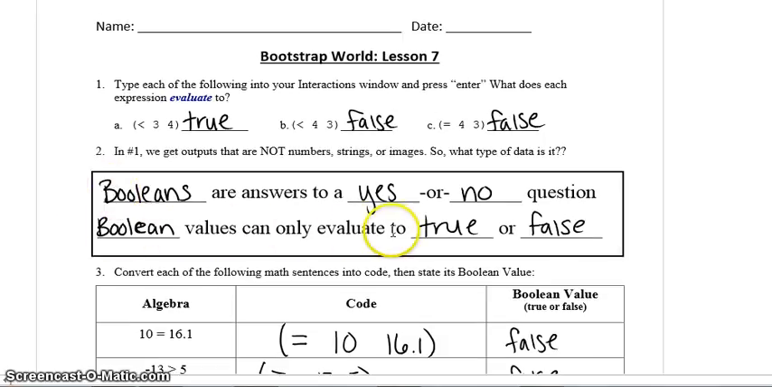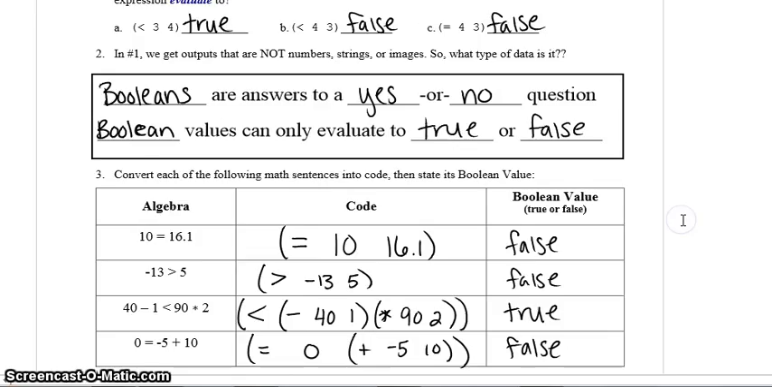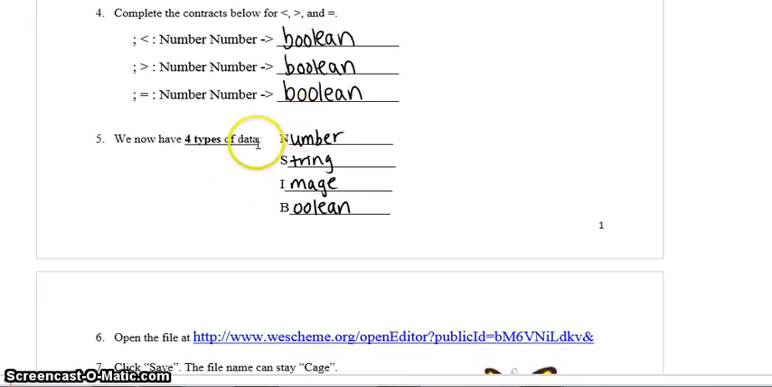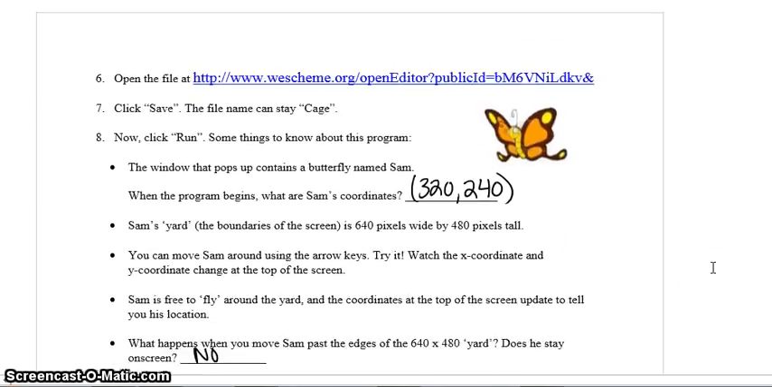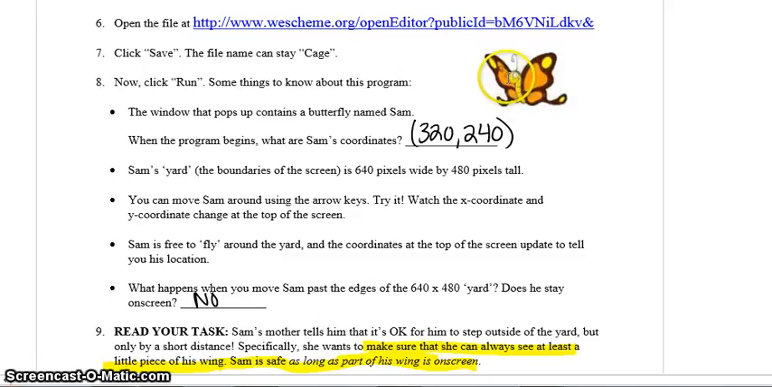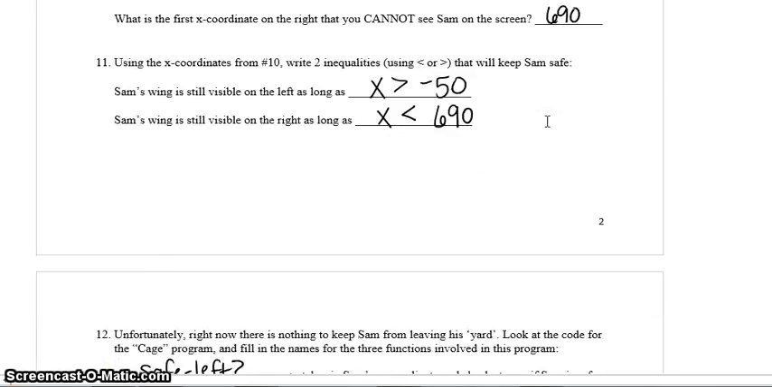Boolean values can only evaluate to true or false. So a Boolean was a new type of data that we discussed. We now have number, string, image, and Boolean. We opened a program which involved a butterfly named Sam, and our job was to write the code that would keep Sam safe on the left and safe on the right side of the screen.